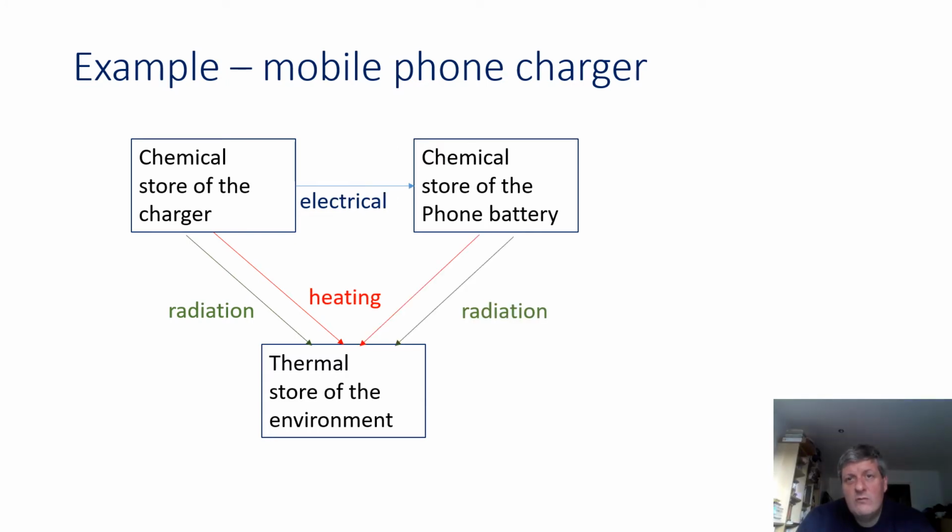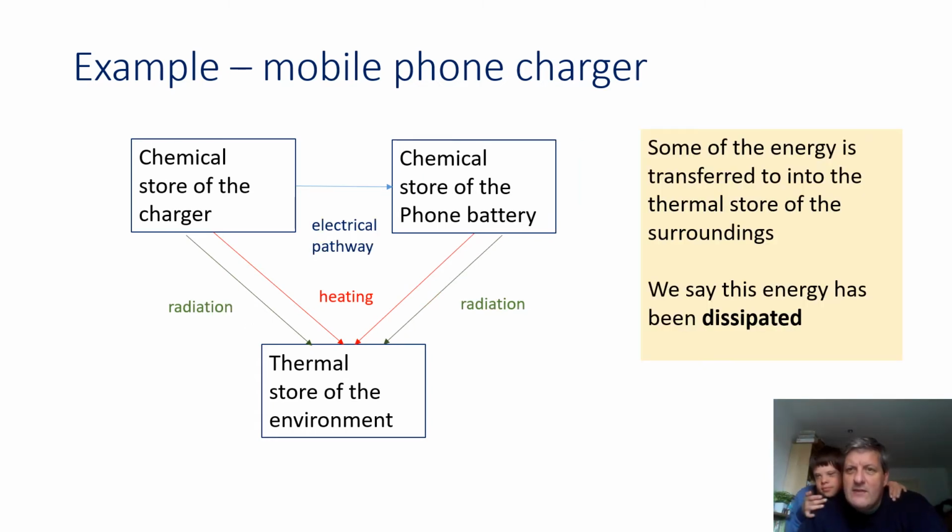The phone itself will also get warm, and there'll be some transfer of energy from the phone battery to the thermal store of the environment. Again, this is by heating and by radiation. So you can see here that some of the energy is transferred into the thermal store of the surroundings. We say that the energy has been dissipated, and this is a key term, and it's a key idea for you to learn for your exams.